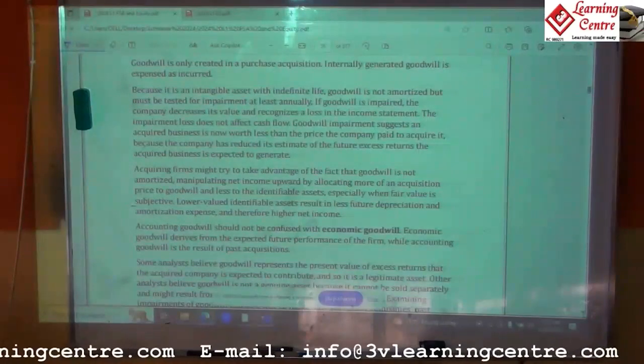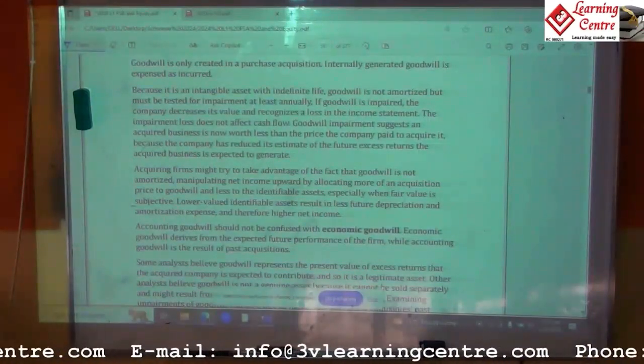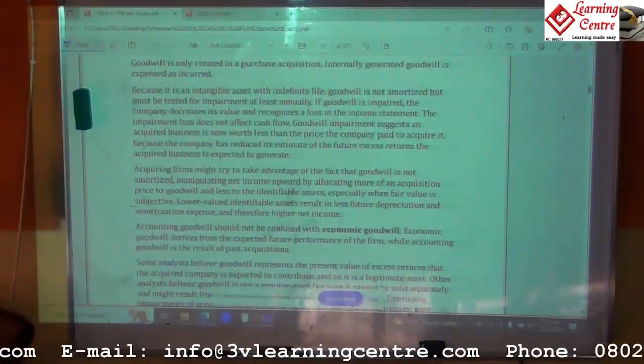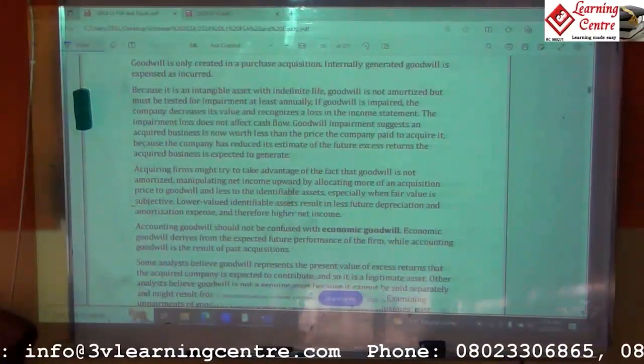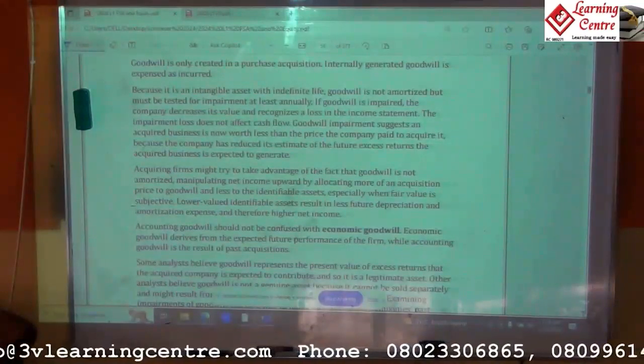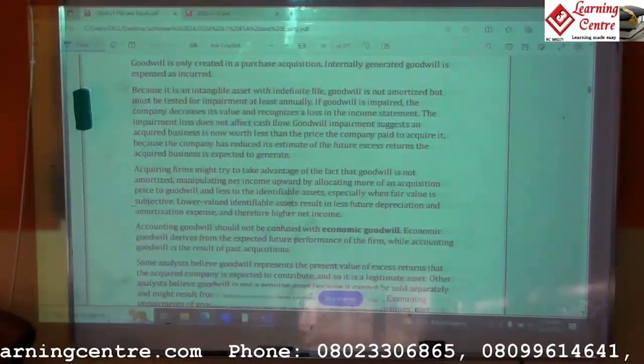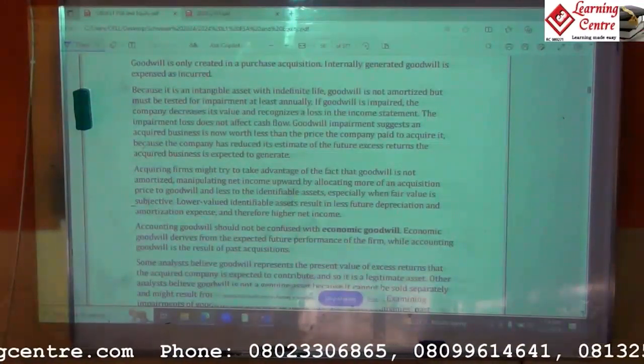So once you see internally generated goodwill, you expense it. Internally generated goodwill, you expense it. Are we good?